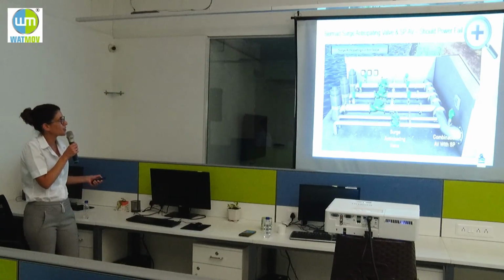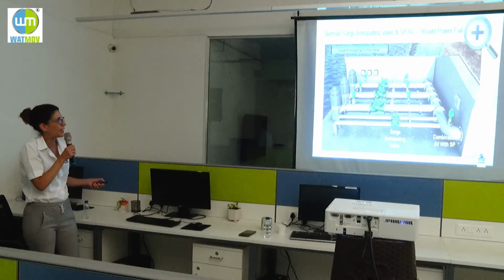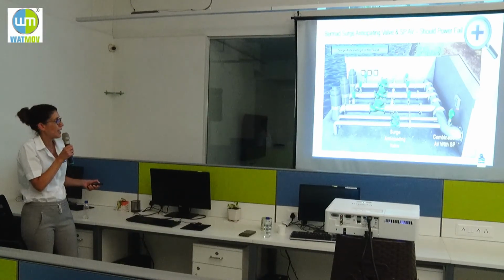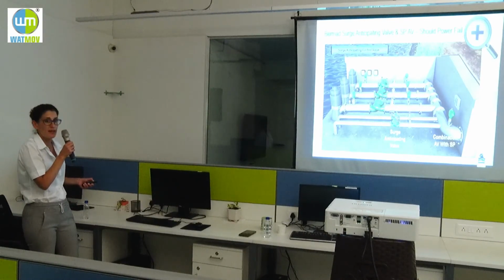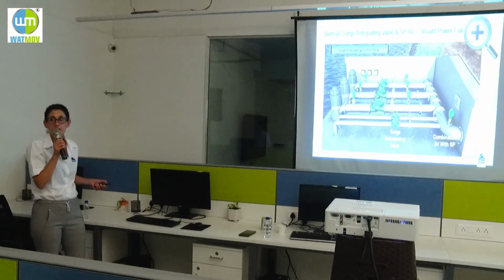The flow direction is from the pumps through the main line to the field. And the flow direction in surge will be from the reservoir back here through the surge anticipating valve back to the water resource. Okay, is it clear?